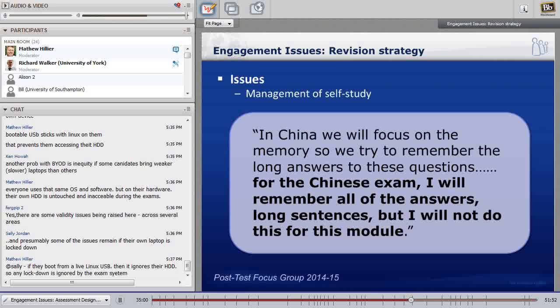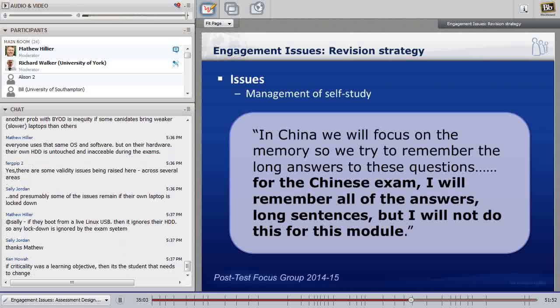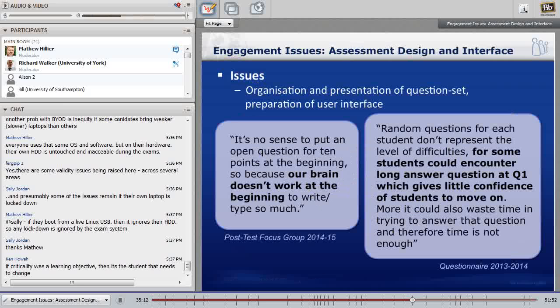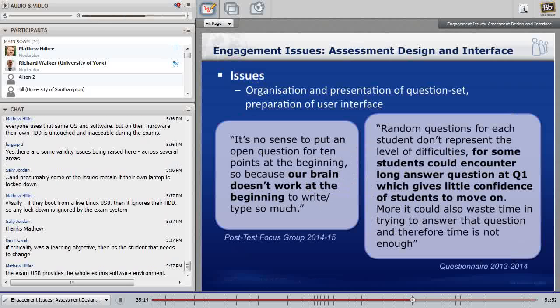There were also some issues about the assessment interface. And here what we very much saw was that students tended to be split. We had some students who would say that they wanted all the longer answer questions at the beginning of the examination, so as we can see in the student on the right, because they needed time to build up their confidence and to get into the swing of the examination.